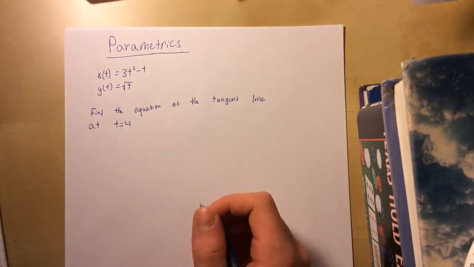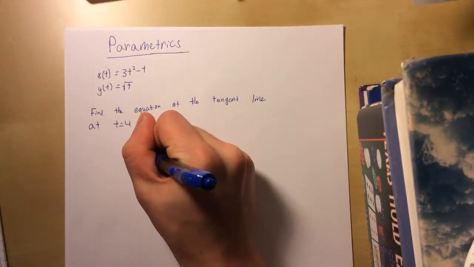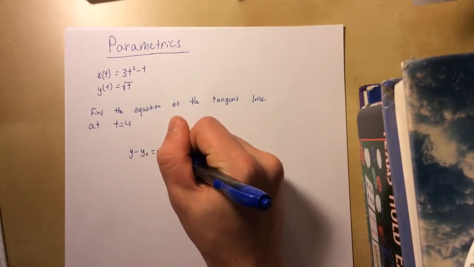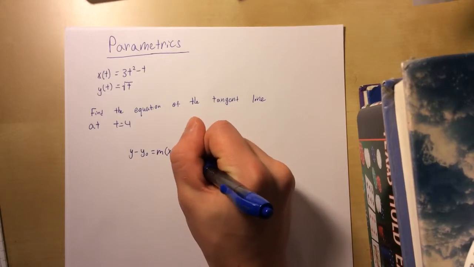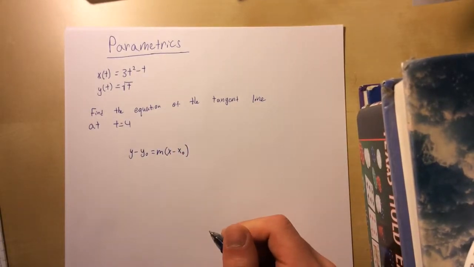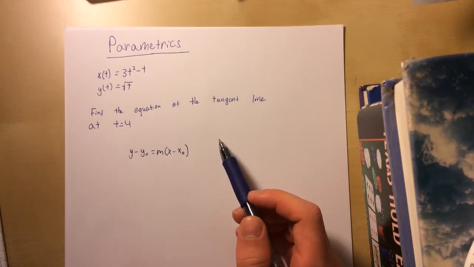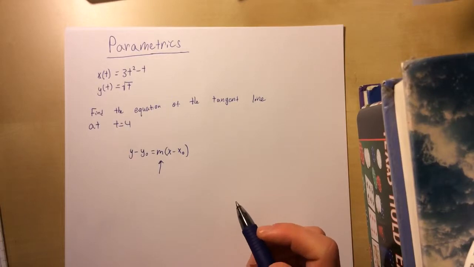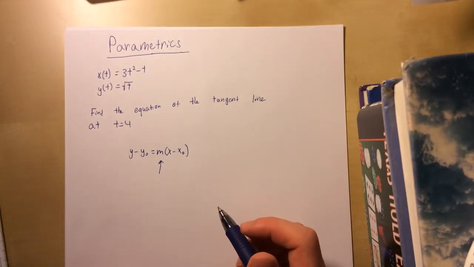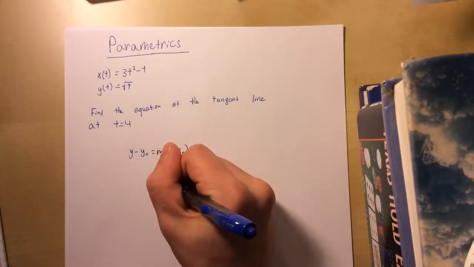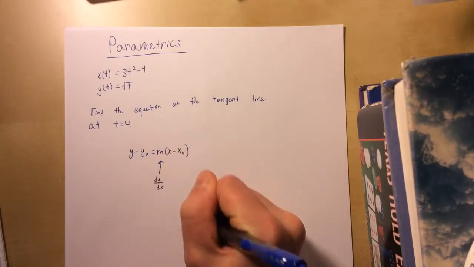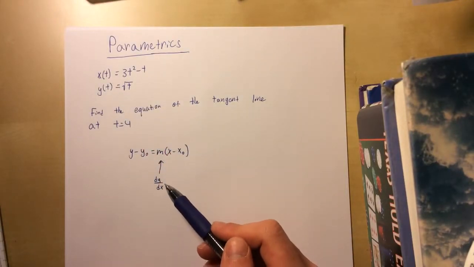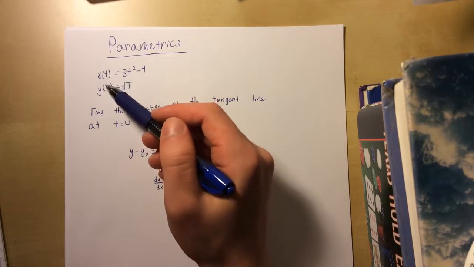And just to remind you, point-slope form: y minus y naught is equal to m, which is the slope, times x minus x naught. These problems are pretty self-explanatory. The only issue we need to go over is this m, which is the slope. So m is going to be dy dx, but we have x's and t's and y's and t. So we want to find dy dx using x of t and y of t.